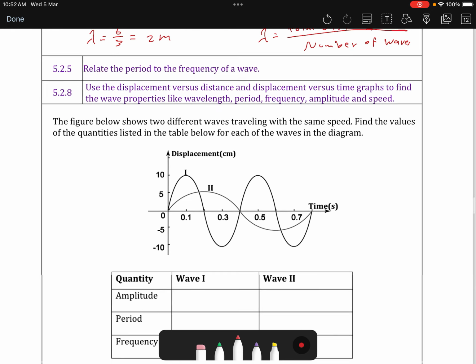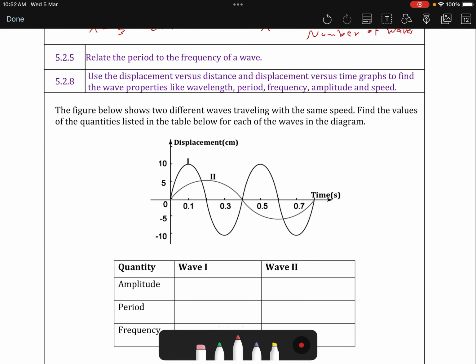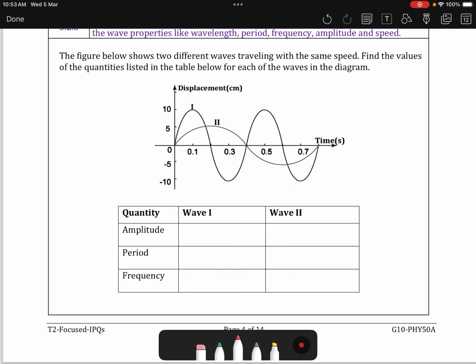Okay, next, the figure below shows 2 different waves traveling with the same speed. Find the values of the quantities listed in the table below for each wave in the diagram. Now, what is the amplitude for wave 1? Amplitude is the maximum displacement. So as you can see here, this is the amplitude for wave 1. It's 10 centimeters.